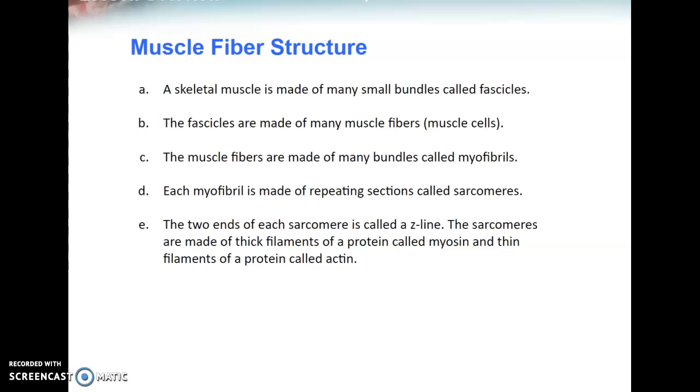And the thing I want to talk to you about today is two things. One, the structure of a muscle itself. So if I take a muscle, what are the pieces and parts that it's made out of? That's the anatomy part of this.